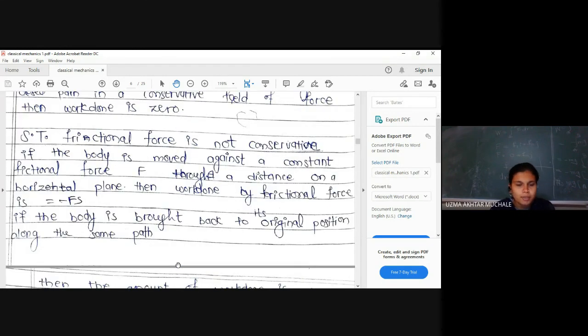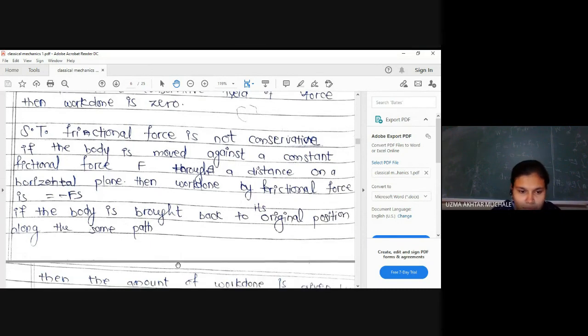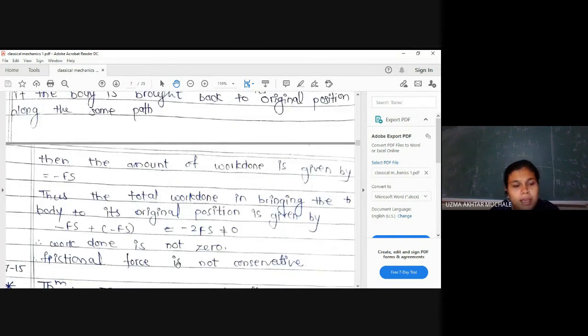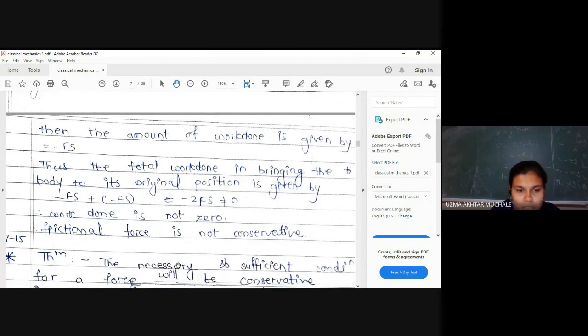So we can see here, if the body is moved against the constant frictional force through a distance in the horizontal plane, then the work done by the frictional force is minus fs. The body is brought back to the original position by the same path, then it is again minus fs. So minus fs minus fs will be minus 2fs, which is not equal to 0. Then we can say the work done is non-zero, and hence we can say frictional force is not a conservative field of force. Okay, it is also in the closed path.